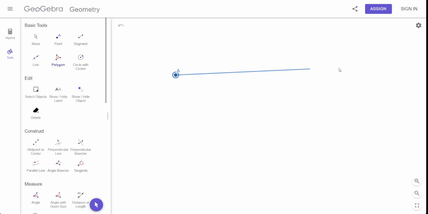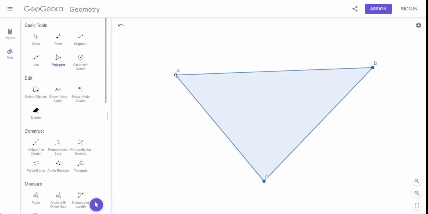So I'm going to draw a triangle. There's the triangle. Again, it doesn't matter if it's acute, obtuse or right. It does not make any difference. What we're going to do, though, is find the angle bisector of each of these three angles and actually have a tool that says angle bisector. See over here on the left?